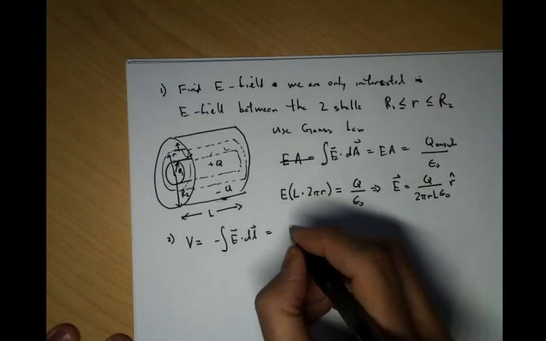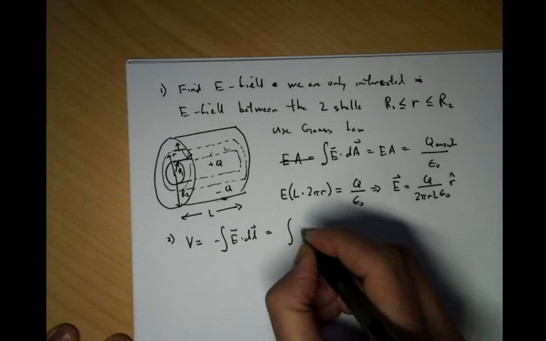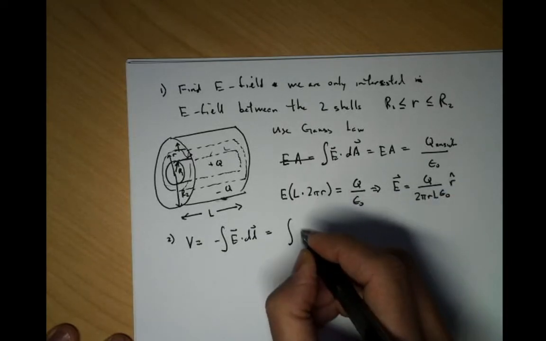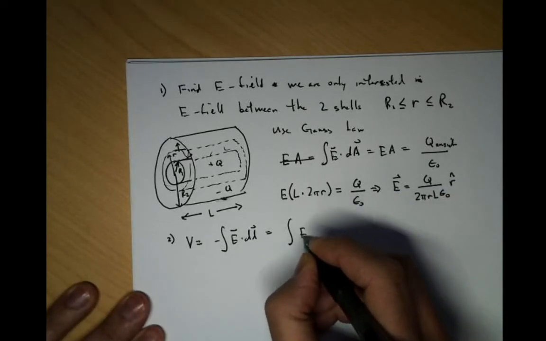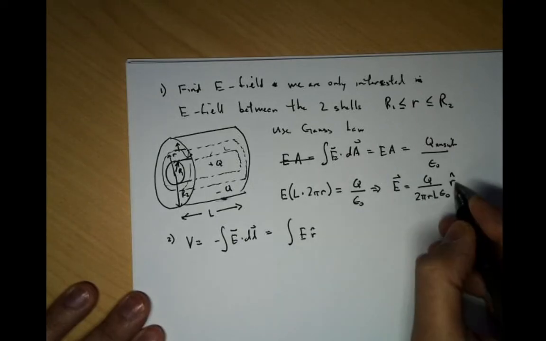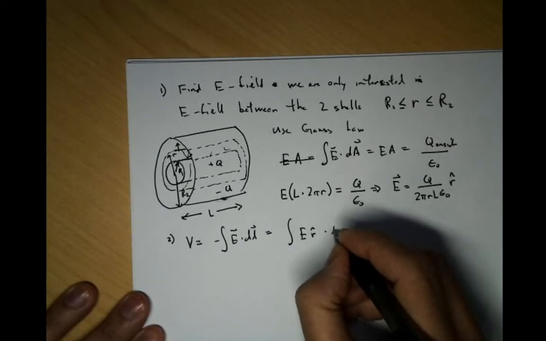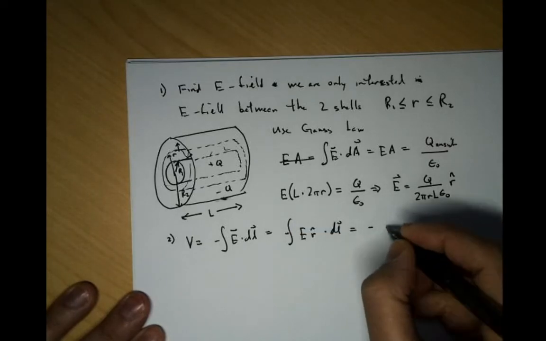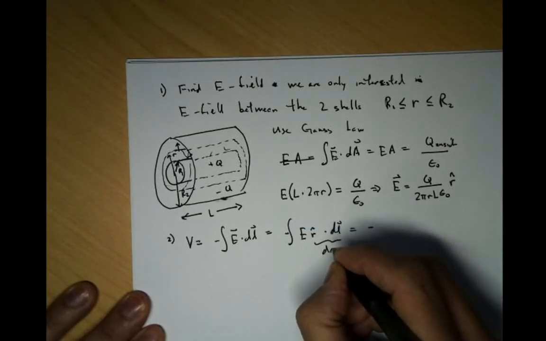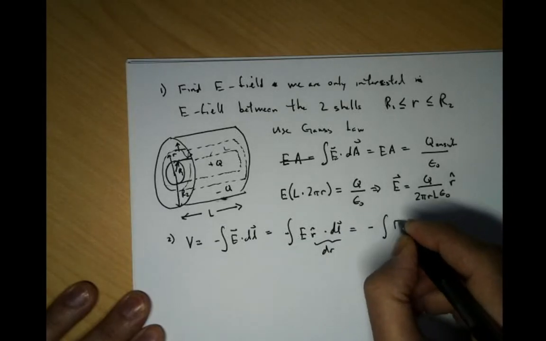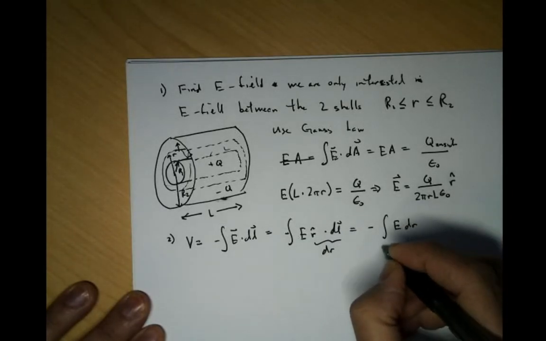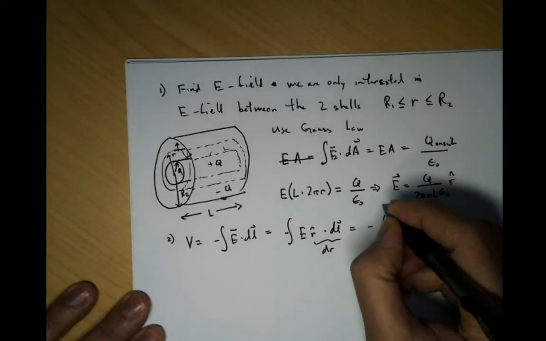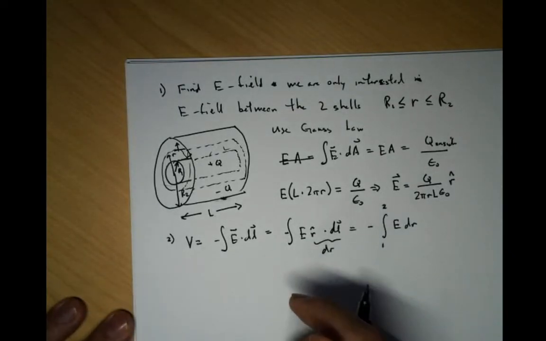So this is going to be the integral of E, which is just E r hat, because it's in the r hat direction, dotted with dl. The minus term here is just dr then. So it's the integral of E dr, going from basically shell 1 to shell 2.